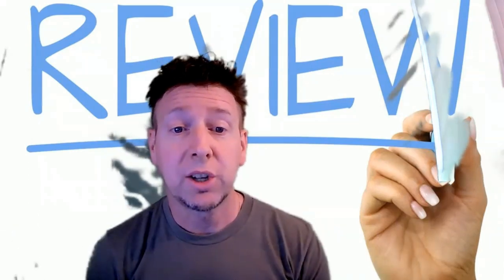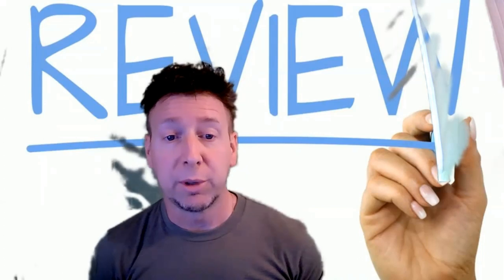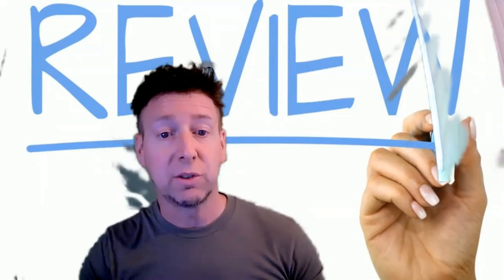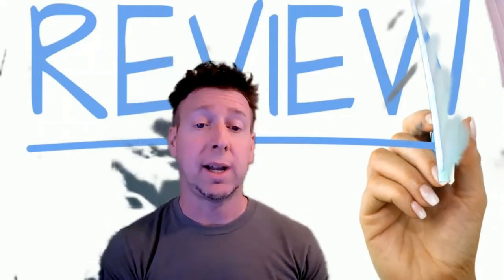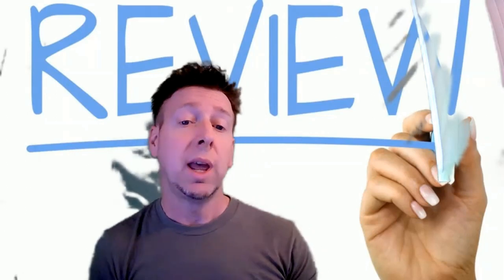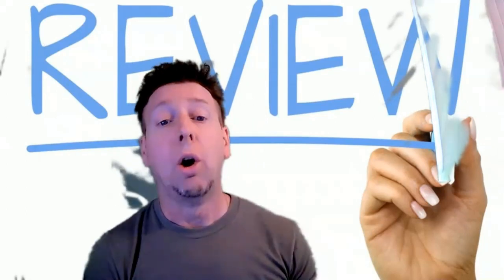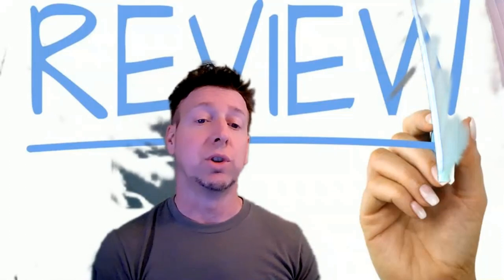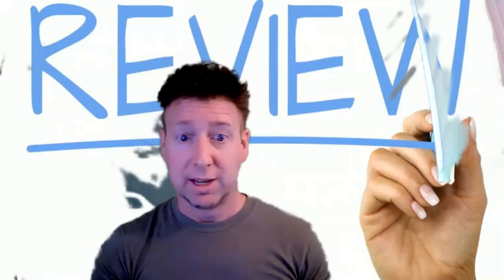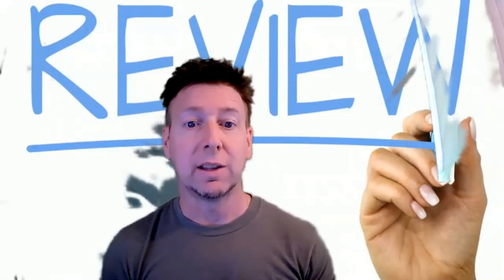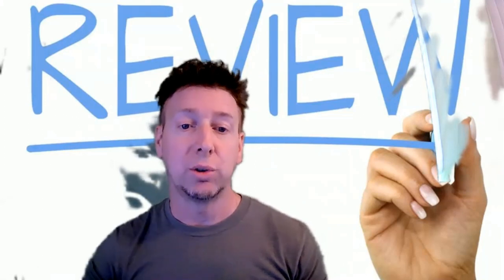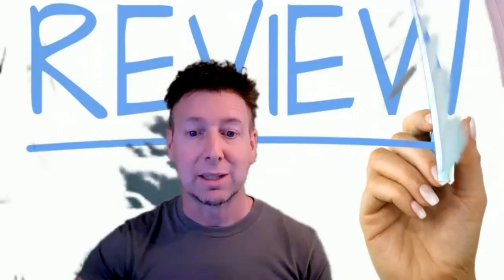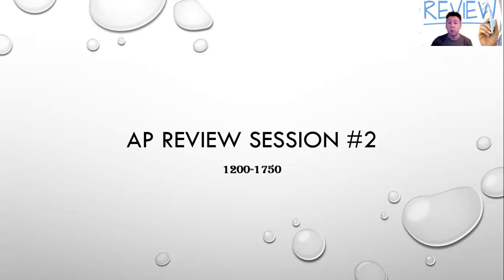This is an AP review session that's going to look at a couple topics from 1200 to 1750, and gives you some activities to do. So you can pause the video as you go through and do the activities and hopefully figure out some things that you would do for them. It's not a long video, it's just to kind of give you some help as you get ready for your AP test. This is AP review session number 2. This is 1200 to 1750.